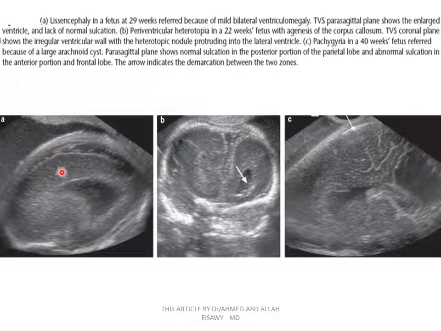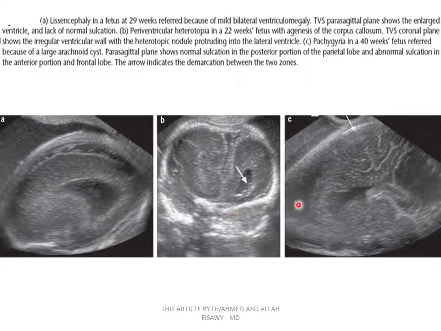Lissencephaly in this fetus at 29 weeks, with mild ventriculomegaly. As we see in these parasagittal planes, there is an enlarged ventricle and lack of normal sulcations. This parasagittal plane shows periventricular heterotopia in a 21 weeks fetus with agenesis of the corpus callosum, and this shows an irregular ventricular wall with a heterotopic nodule. As we see, this nodule is protruding into the lateral ventricle.